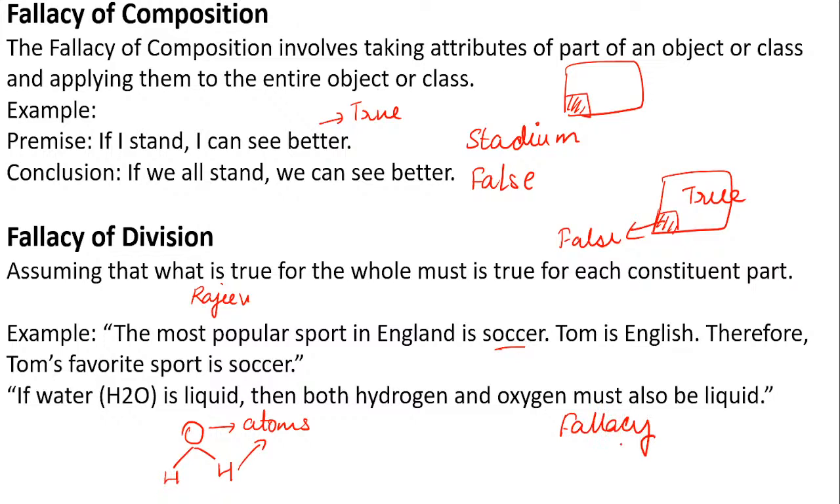Fallacy means there is an error in this argument. Okay, what is the error? The error is the fallacy of division. So in the exam, a situation is there: if water is liquid, then hydrogen and oxygen must be liquid. Which kind of fallacy is occurring in this statement? At that time you will say that the fallacy of division is occurring. Okay, what is happening? There is a fallacy of division, right?